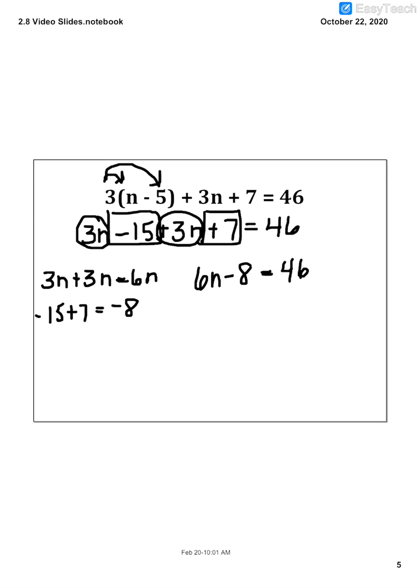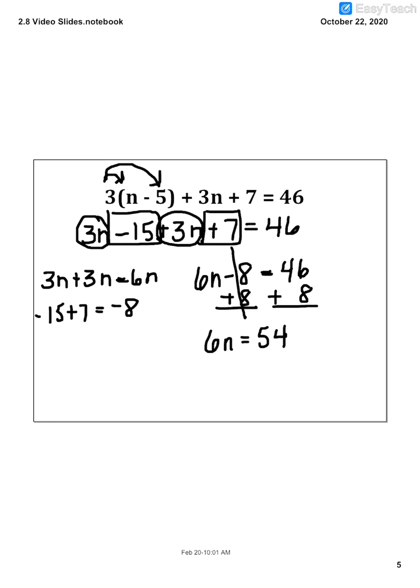And now I have a two-step equation. In order to isolate the variable, I need to get the variable by itself. So I'm going to start with the constant. Since it's minus 8, the inverse is a plus 8. So those cancel out. Whatever I do to one side, I must do to the other. So I'm left with 6n is equal to 54.